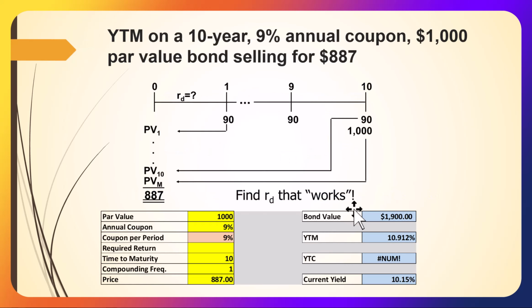So for this particular bond, it's a 10-year, 9% annual coupon bond, has a $1,000 par value, and it's selling for $887. What would the yield to maturity be on this bond? You see the yield to maturity here is identified as 10.912%. So if you buy today and you hold to maturity, you would average 10.912% per year on your investment.